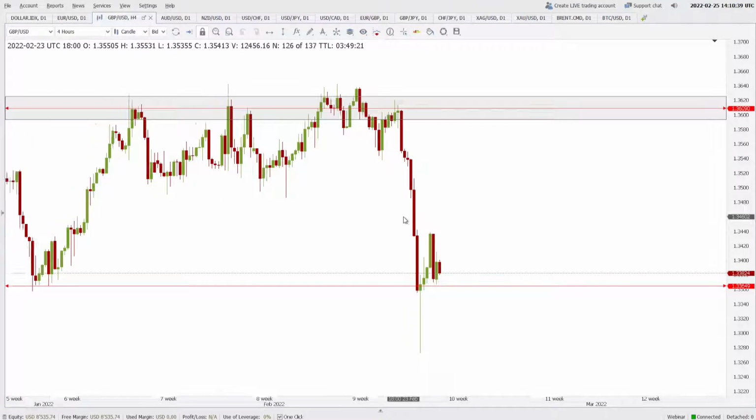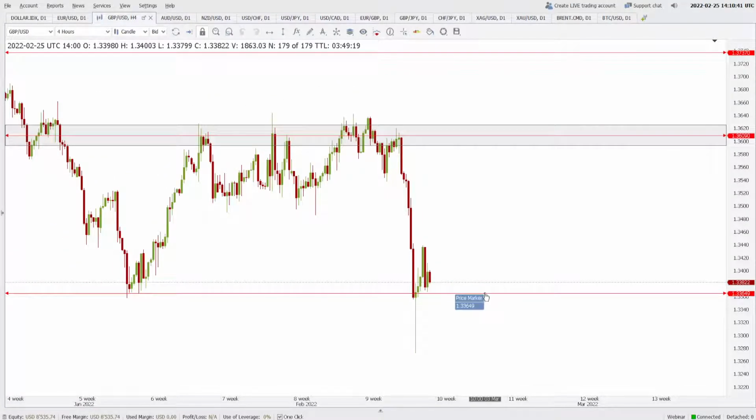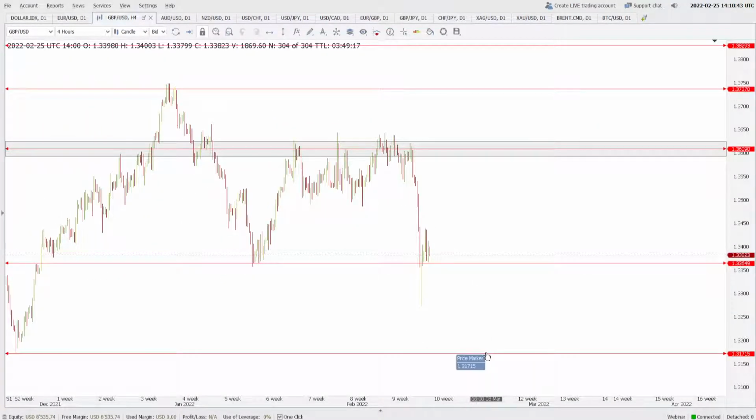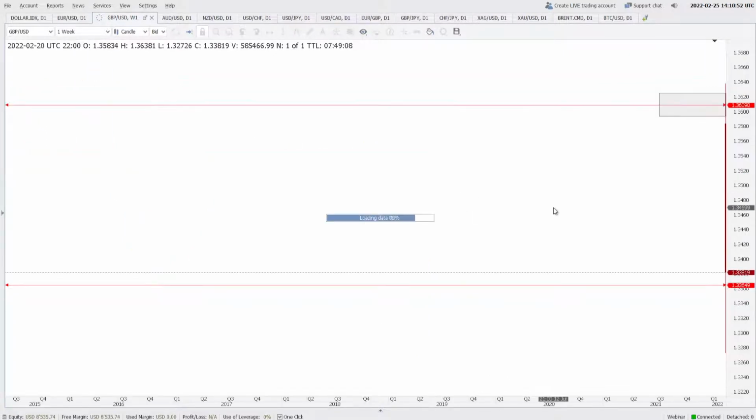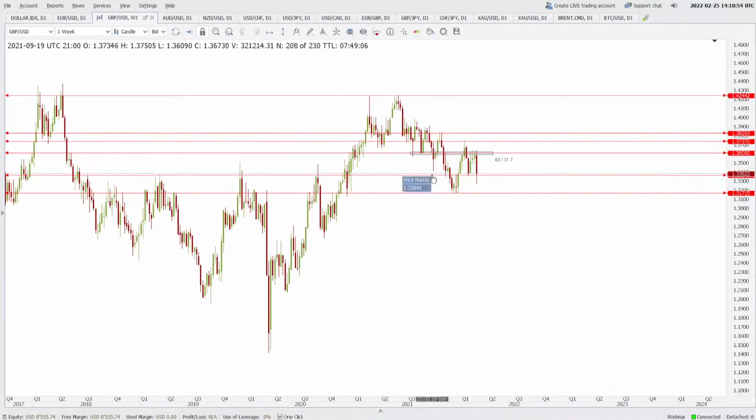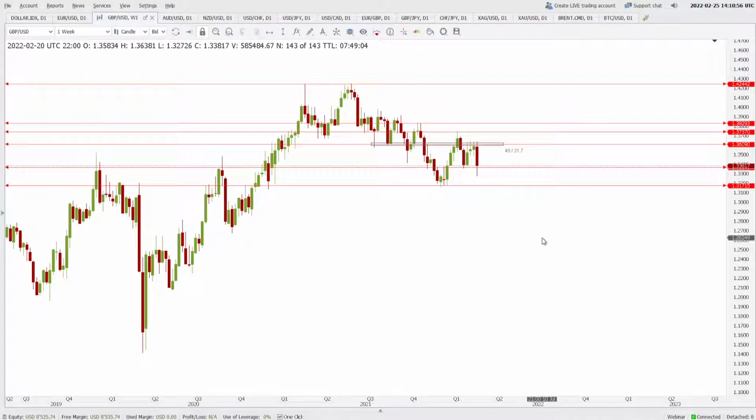On the contrary, if we see a close below 1.3364, that means 1.3171 is exposed. Let us see how the things unfold today. This is also a weekly close today, so let us see. Let me check the weekly candle also for the pound once. Okay, on the weekly it is not looking very pretty.